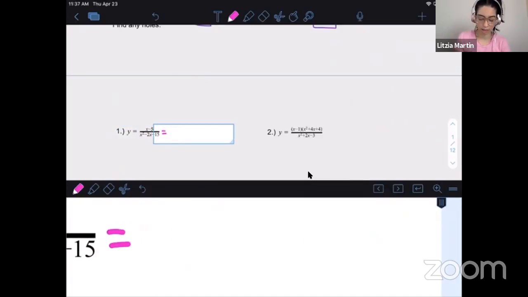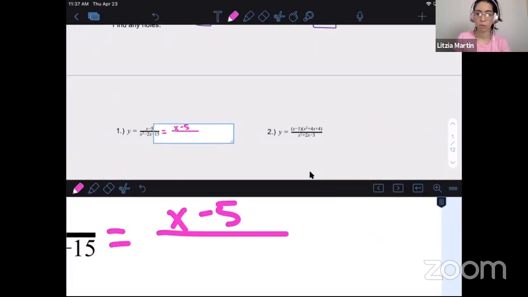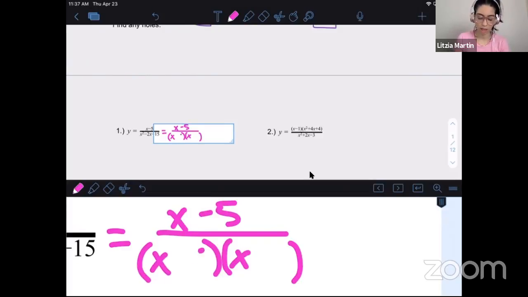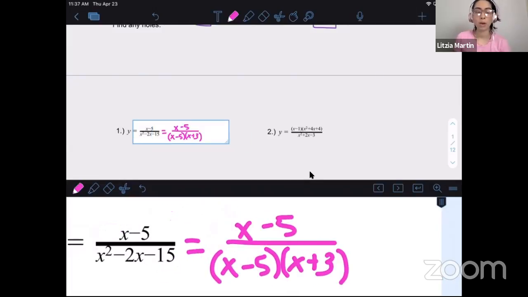So we don't have to worry about the top, but the denominator, we do need to factor that. So it's going to be x minus 5 on top. And we can factor the bottom. It'll be x and x. 5 times 3 is 15, and we want it to be a -2, so we need a -5 and +3. So that's factored completely. Now, the first thing that you want to do is look for any holes.